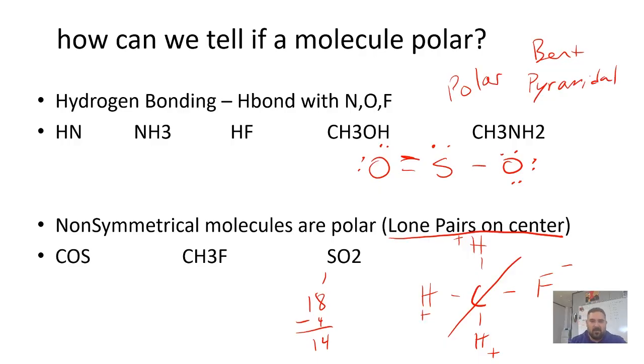For tetrahedral, this one is tetrahedral, it can go either way. Sometimes it's polar, sometimes it's nonpolar. Linear, same thing. Sometimes it's polar, sometimes it's nonpolar. Trigonal planar, also sometimes polar, sometimes nonpolar. However, bent and pyramidal are always polar.